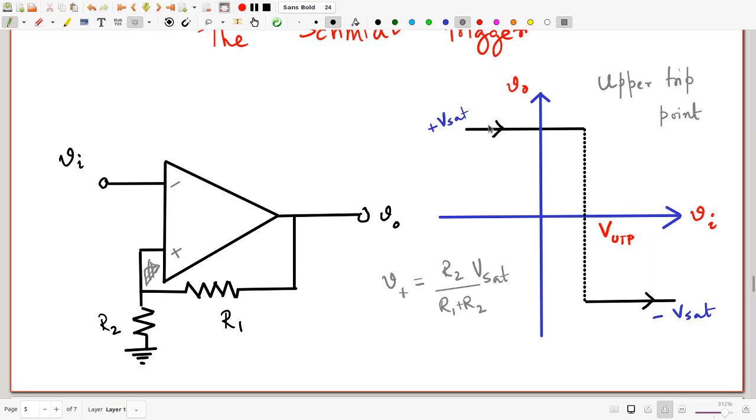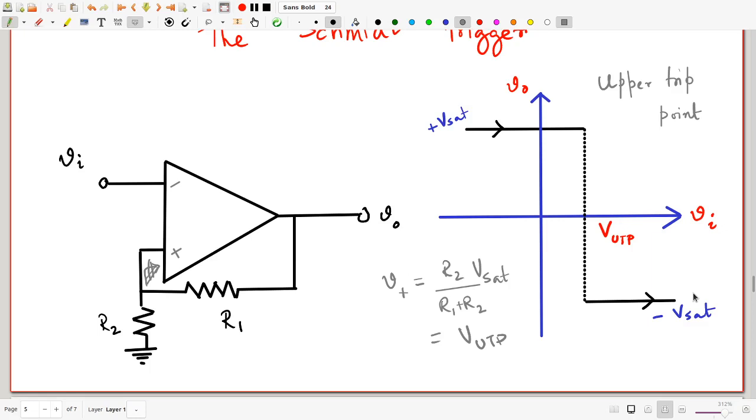So just to repeat, you start with a large negative value. The output voltage will be plus Vsat. V plus will be sitting here at what is called the upper trip point. And as long as Vi is less than that value, so if you keep on increasing Vi, as long as Vi stays less than VUTP, the output is going to be plus Vsat, and the moment Vi exceeds VUTP, the output trips to minus Vsat. So far, this is exactly what was happening with the comparator.